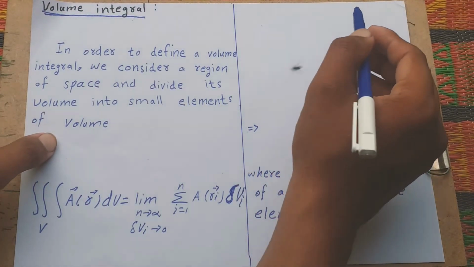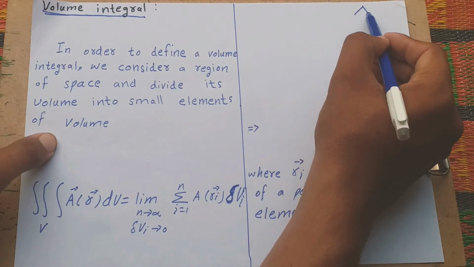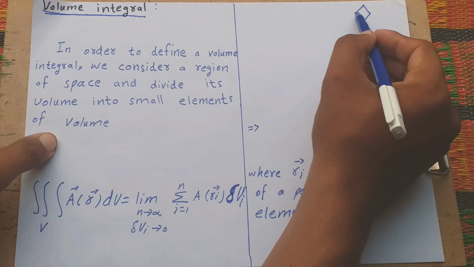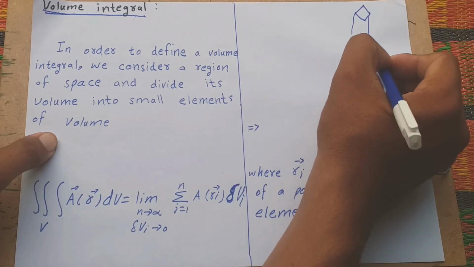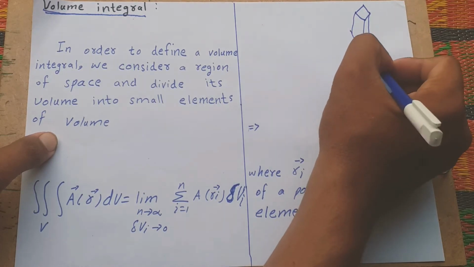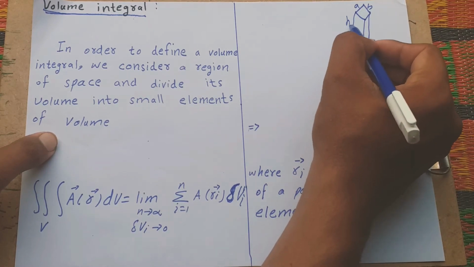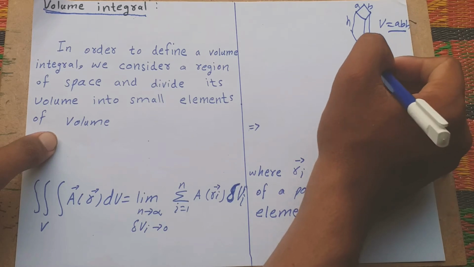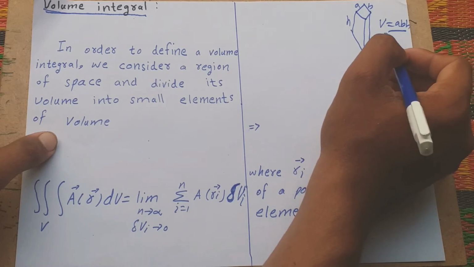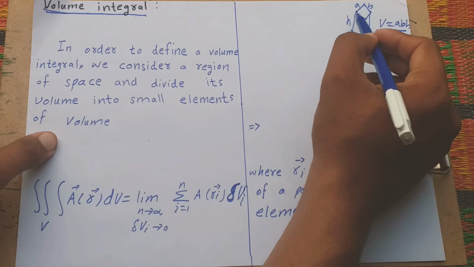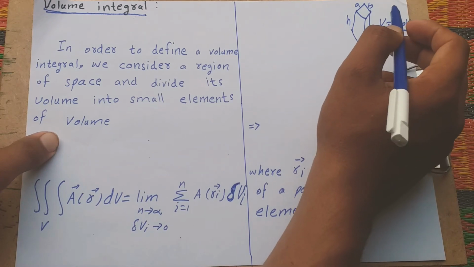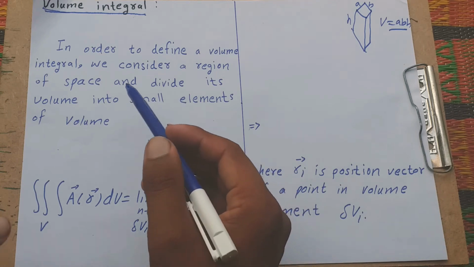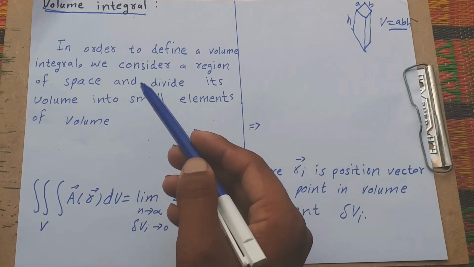For example, this is a rectangular shape with sides A, B and H. Then the volume is equal to A times B times H. This is the volume of a rectangular shape, and volumes exist in three dimensions. This is the reason we understand volume integrals better.